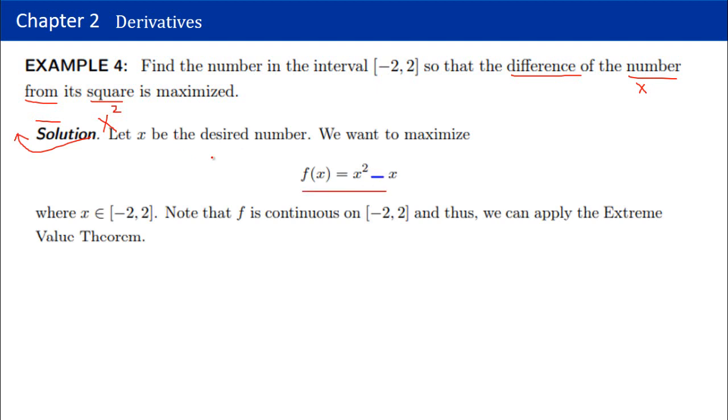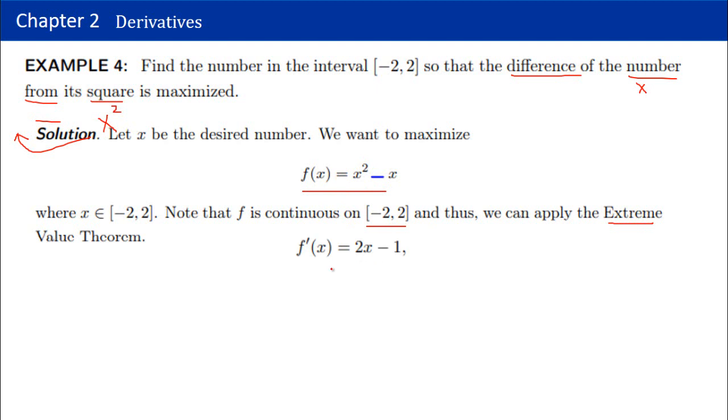Let x be the desired number. And we know that x here must be an element of the closed interval negative 2, 2. So, we know that according to the EVT or the extreme value theorem na kung itong dalawa ay endpoints ng ating interval, that means these are candidates of our critical point. So, it means we will equate this one. First of all is kukunin natin ang derivative ng x squared minus x, that is 2x minus 1.